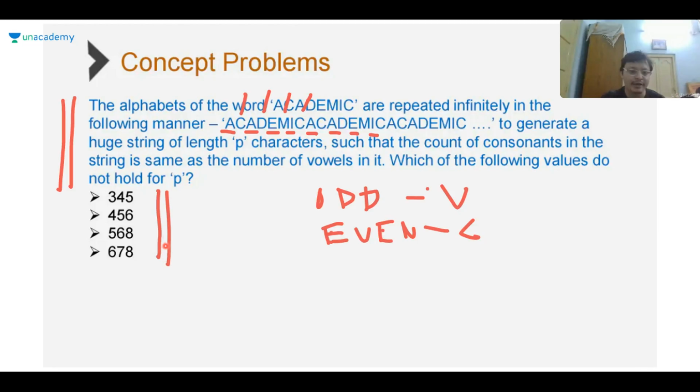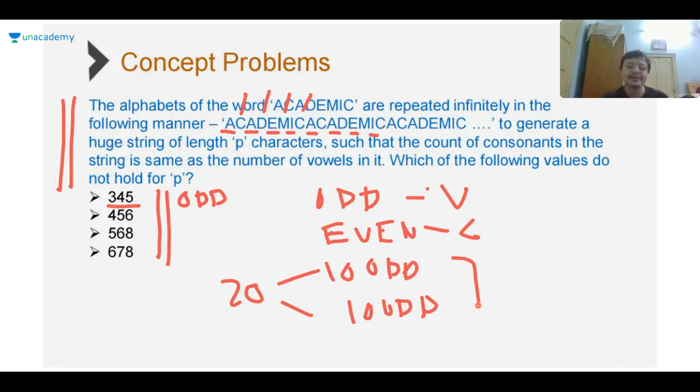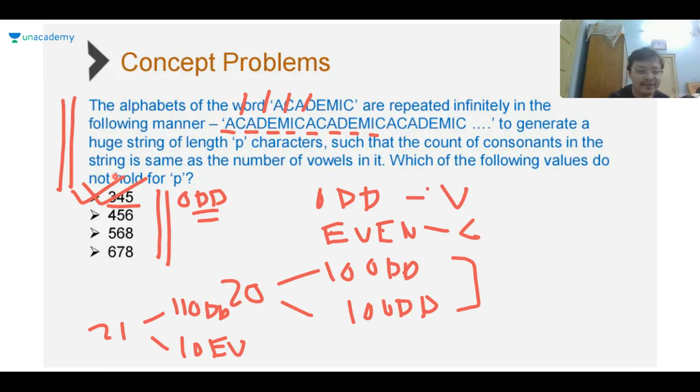If you look here at the options, you've got 3 even options and 1 odd option. What does it mean? Even options will have an equal split. For example, if you have 20 characters, you'll have 10 odd and 10 even, which means the count of vowels and consonants will be the same. But the moment you have an odd number, like let's say 21, you'll have 11 odd and 10 even, which means a misbalance in the number of vowels and consonants. Hence, the answer is option A, that is 345.